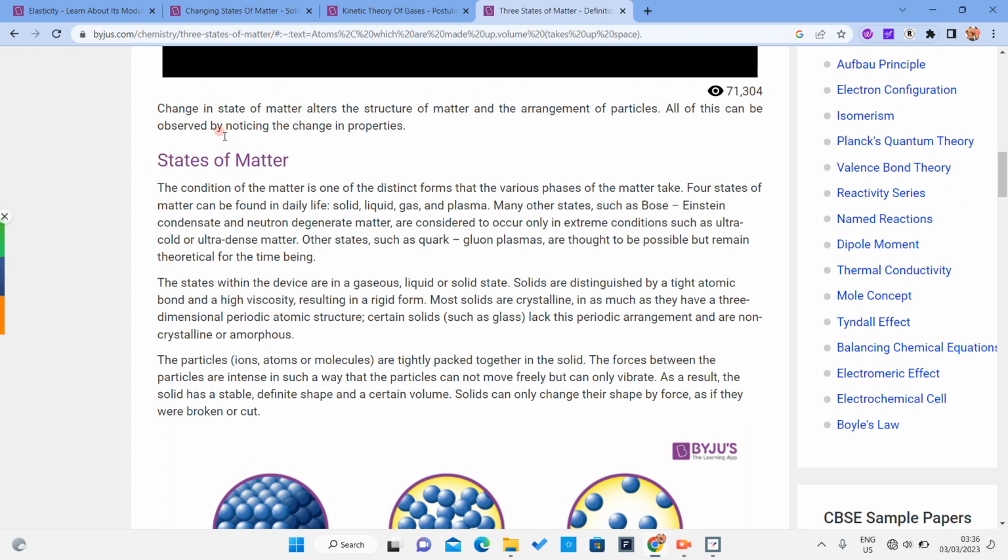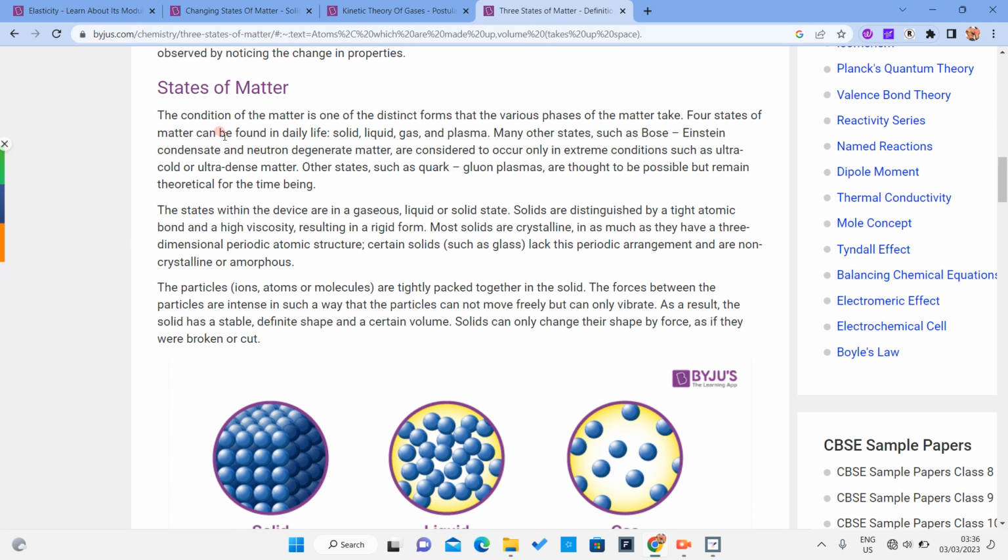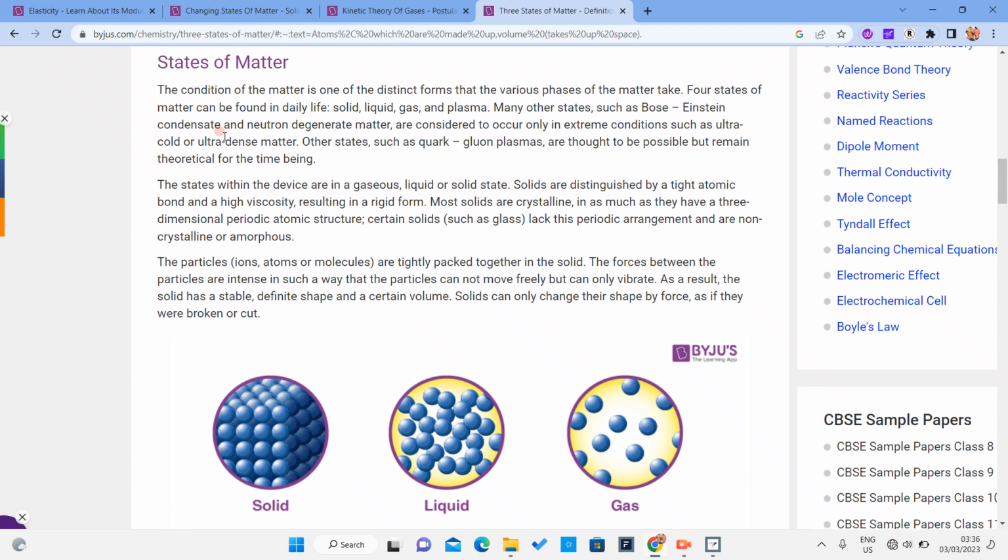Okay, now the states are gaseous, liquid, and solid states. Now solids are distinguished by tight atomic bonds and a high viscosity, resulting in a rigid form. Most solids are crystalline in that they have a three-dimensional periodic atomic structure. Now certain solids lack the crystalline arrangement, so they are referred to as non-crystalline or amorphous. For example, powder: you notice that it's not as rigid as, let's say, a log of wood or something.